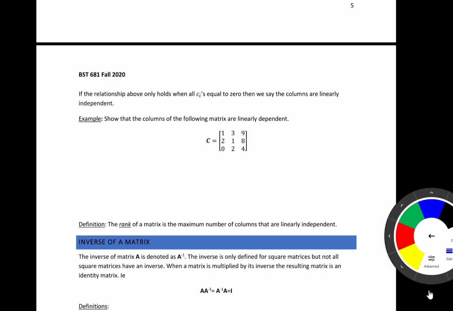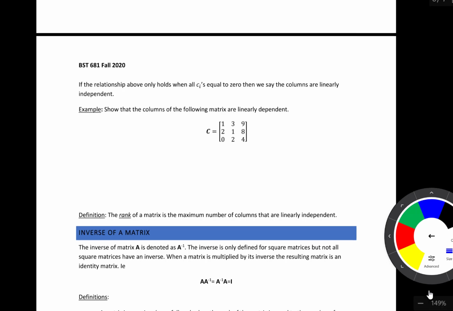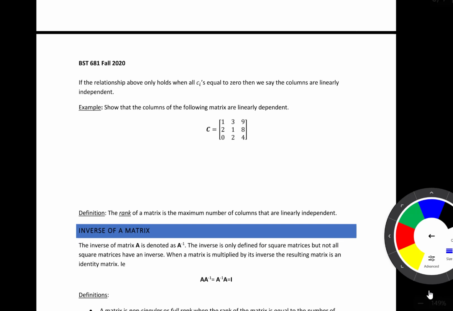So let's look at an example. We're going to show the columns of the following matrix are linearly dependent. So let's first look at what our three vectors are. Our first column vector is 1, 2, and 0. Our second column vector is equal to 3, 1, and 2. And our third column vector is equal to 9, 8, and 4.